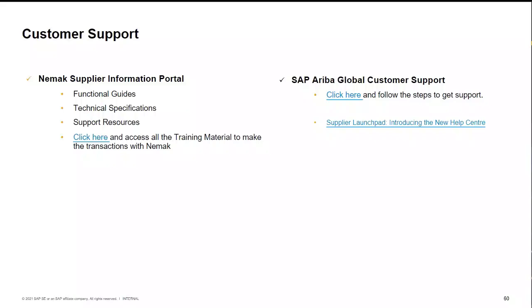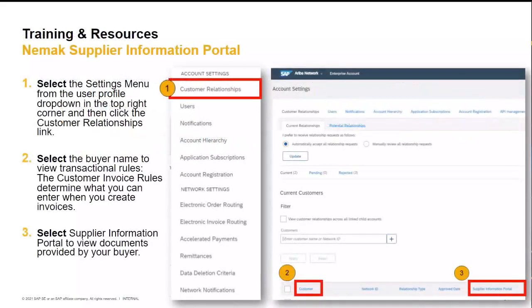In order to access the Supplier Information Portal, click on your initials in the top right-hand corner, and then go to Settings. Afterwards, click Customer Relationships. Here, you will find a list of all the customers you have a relationship with in your account. And in the space marked with the number 3, you will find a link to the Supplier Information Portal. Remember, this portal is specific to each of your buyers, and it will contain information regarding how to transact with each of your customers.